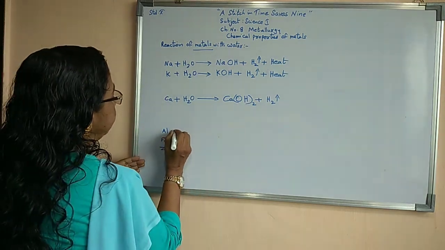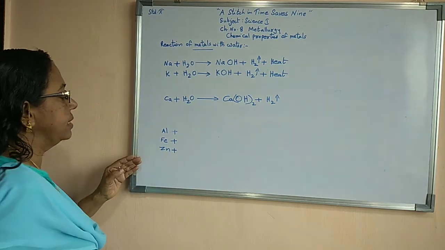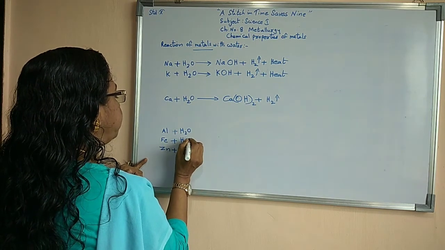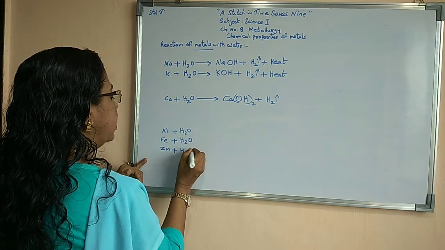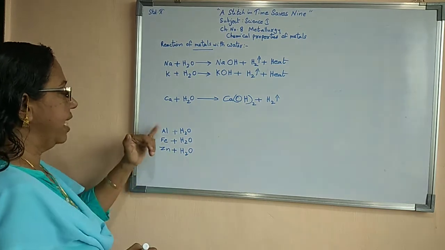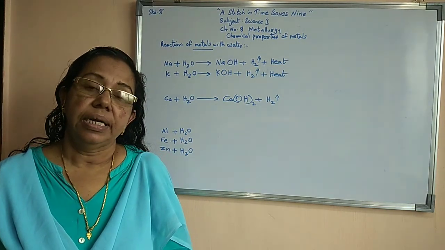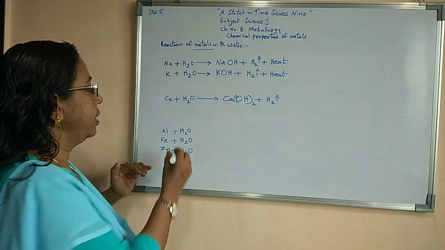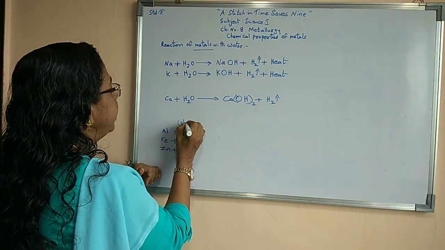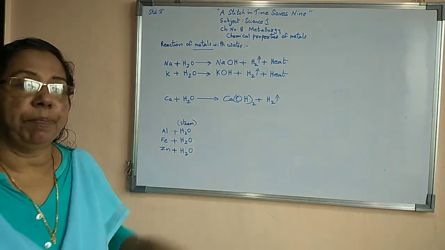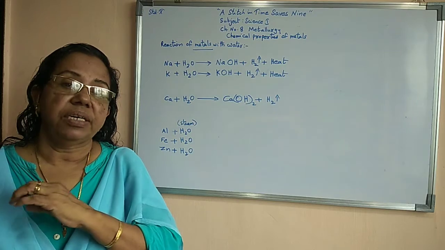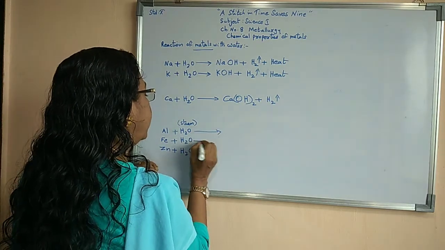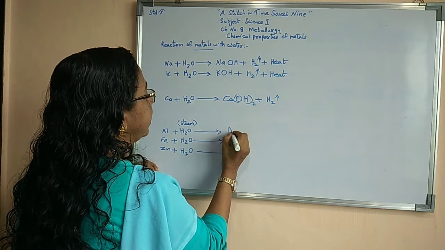Now here aluminium, then iron as well as zinc, they cannot react with cold water as well as hot water. But at the same time, these three elements can react with steam. So here H2O is representing steam, we can say water vapor. With the help of water vapor they can react, but with cold water as well as hot water they cannot react. As a result, all the three produce their oxides.